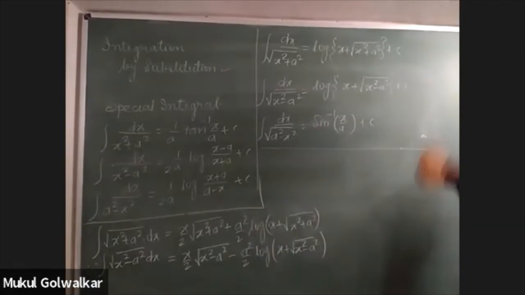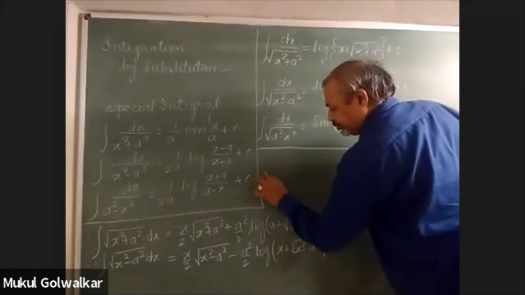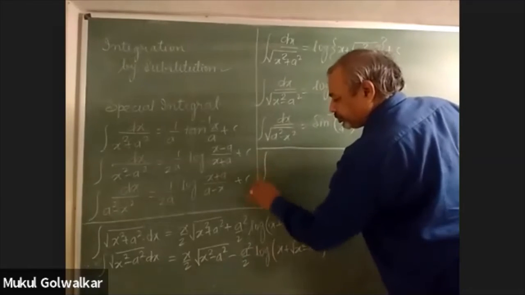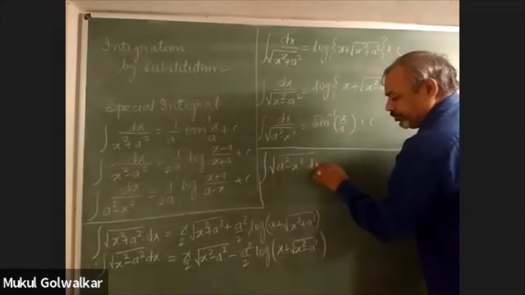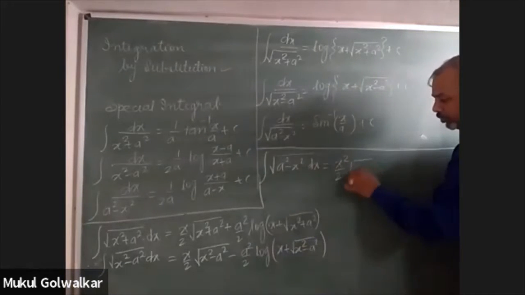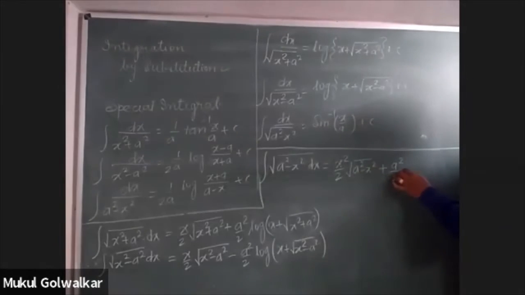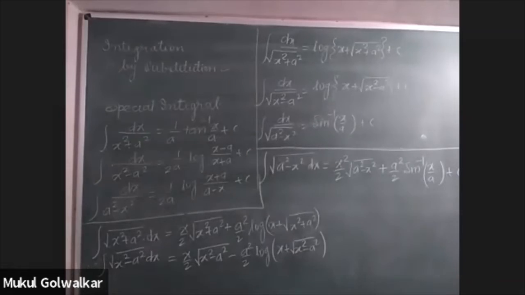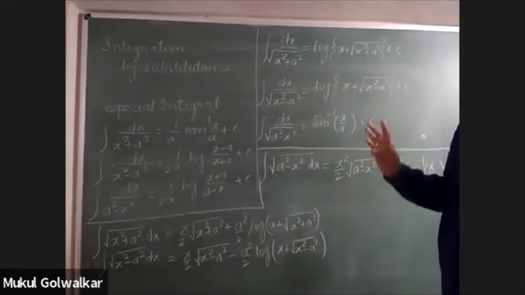Okay. And the third formula I am writing somewhere here only. You will be able to see that third formula again. Integration of under root of a square minus x square dx. This is equal to x by 2 into under root of a square minus x square plus a square by 2 into sine inverse of x upon a plus constant. Okay. So now actually these 6 plus 3, 9 special integral formulae I have written for you.